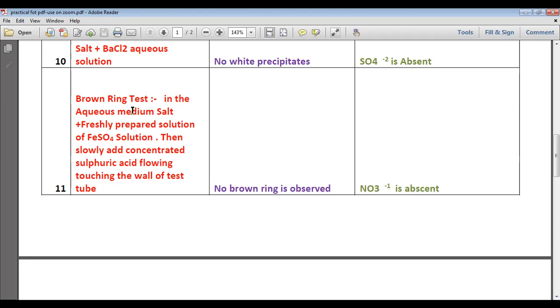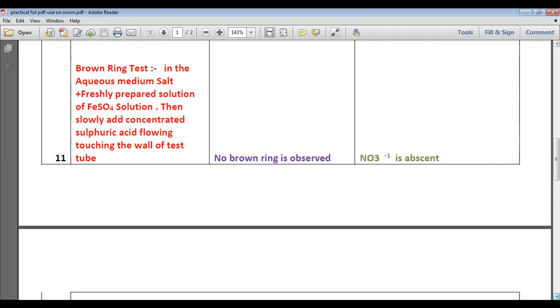In this test, we'll take the salt and a freshly prepared solution of FeSO4, which is generally green in color. We'll mix the freshly prepared aqueous solution with the salt, and then from one side of the wall of the test tube, we'll slowly add concentrated sulfuric acid into it. As we add the concentrated sulfuric acid, between the layer of concentrated sulfuric acid and the freshly prepared FeSO4 solution, there is a possibility of formation of a brown ring, but here in this salt we will not get the brown ring, and that is why we can say that NO3 minus ions are absent.